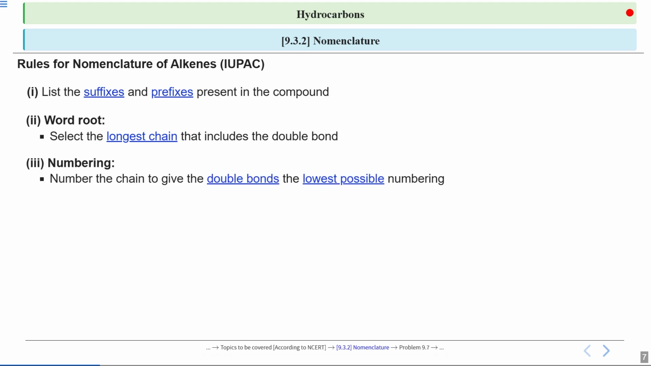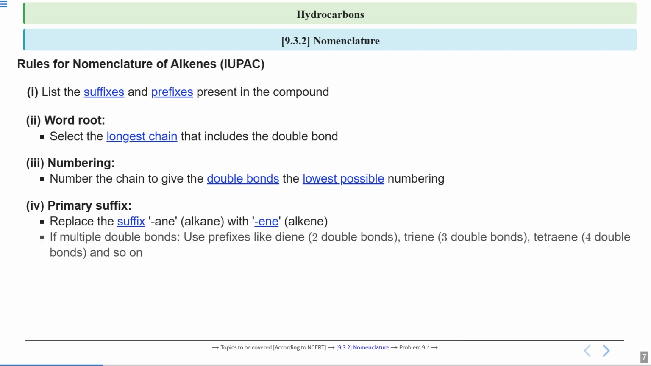So numbering is given to the chain in such a way so that the double bond gets the lowest possible numbering. Since we are dealing with alkenes, we are dealing with the double bond only. Okay, now we have primary suffix. So in case of alkene, the ane is replaced by ene. Got it? For alkenes. And if multiple double bonds are present, then you have to use a prefix along with this primary suffix, like di, tri, or tetra. So if it is 2 double bond, then it is diene. If there are 3 double bond, it is triene. If there are 4 double bond, it is tetraene, and so on.